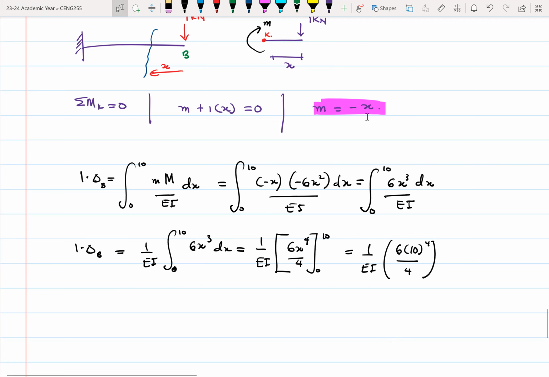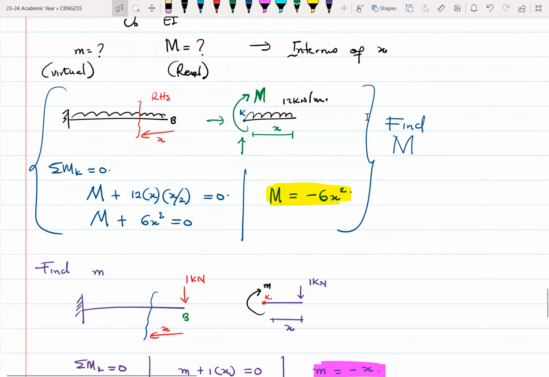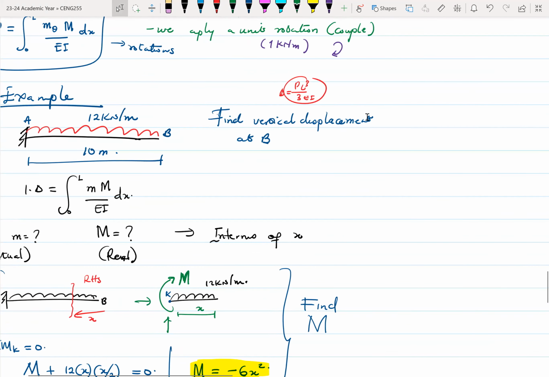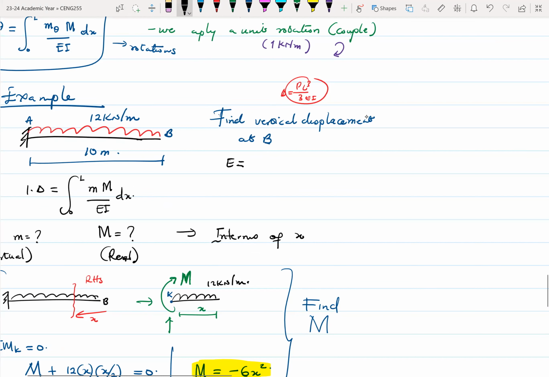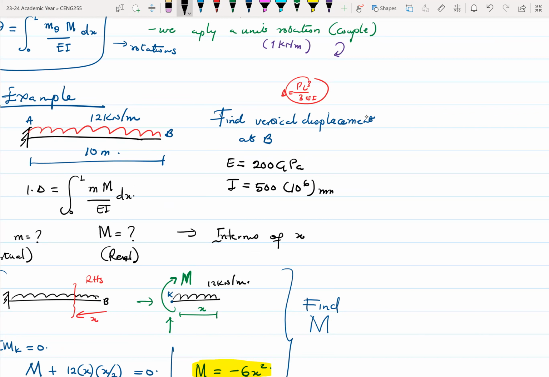Do I have the values of EI somewhere? I didn't put it there. Okay, so let me put in EI. So E is 200 GPa. And then the I here is 500 times 10 exponent 6 millimeter to the fourth. Okay.